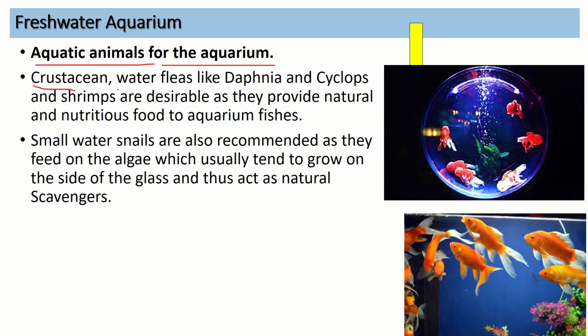Crustaceans, water flies like Daphnia, Cyclops, and shrimps are desirable as they provide natural and nutritious food to aquarium fish. Small water snails are also recommended as they feed on the algae which usually tend to grow on the side of the glass and thus act as natural scavengers.